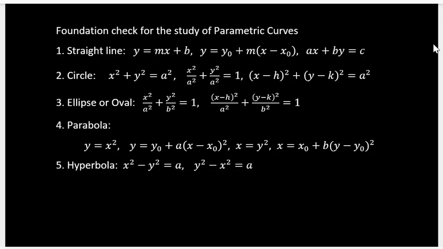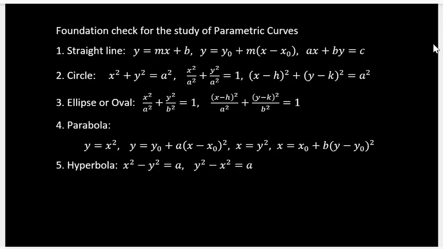In this case, first we'll start with the concept of a straight line. The known formulas: y = mx + b is known as slope-intercept form, where the slope is m and b is the y-intercept. When you take y = y₀ + m(x − x₀), this equation is known as point-slope form. This is the equation of a straight line when the slope m is known and a given point on the line, (x₀, y₀), is also given.